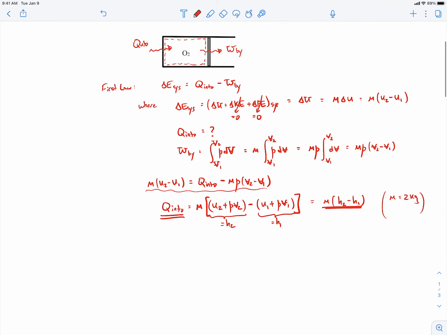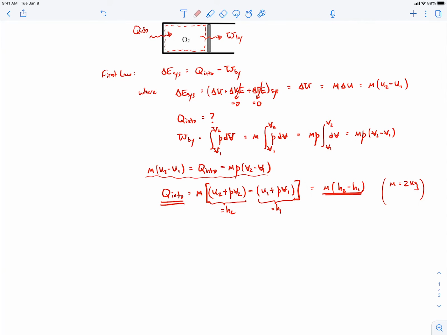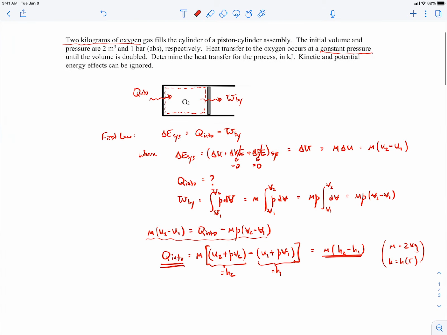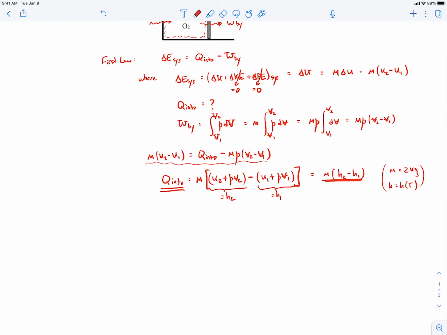Now to get the specific enthalpies, I'm going to look them up in an ideal gas table for oxygen. It's the most accurate way to do that. But in order to do that, remember that for an ideal gas, the specific enthalpy is a function only of temperature. So I need to know what the temperatures are at the initial and final states. If you go back to the problem statement, you'll see we're not given the temperatures. We're given the volume and pressure, but not the temperature. But that's okay. We can find the temperatures from the ideal gas law.